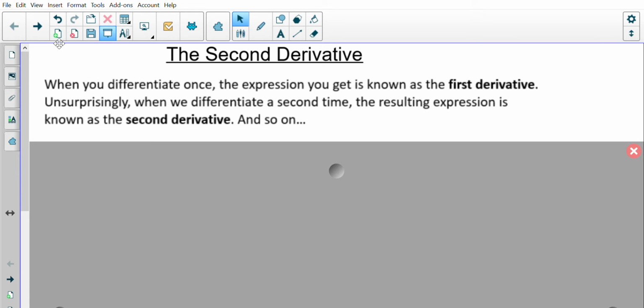In this lesson, we're going to learn about the second derivative. When we differentiate once, the expression we get is known as the first derivative. If we differentiate a second time, the result is known as the second derivative.